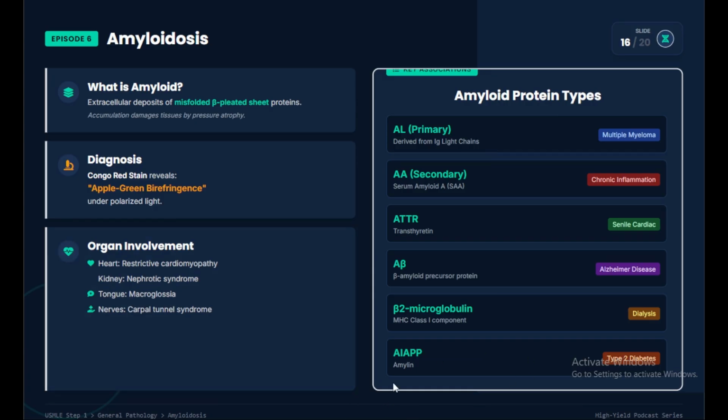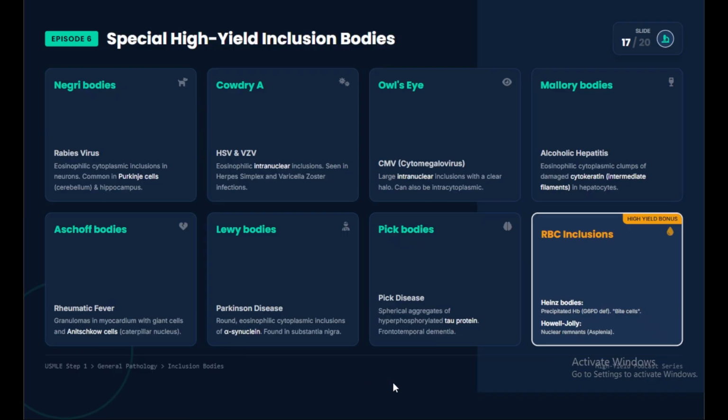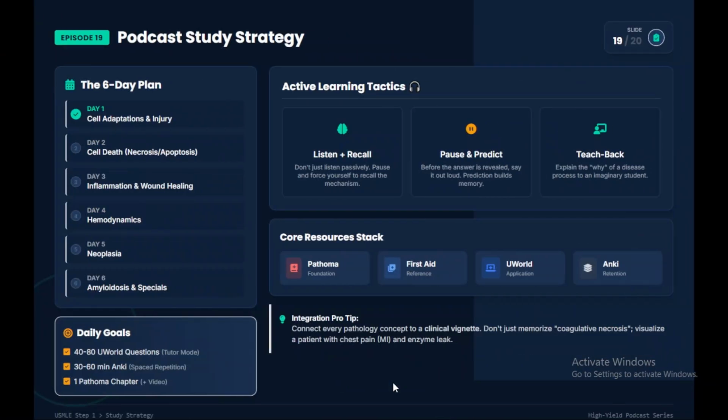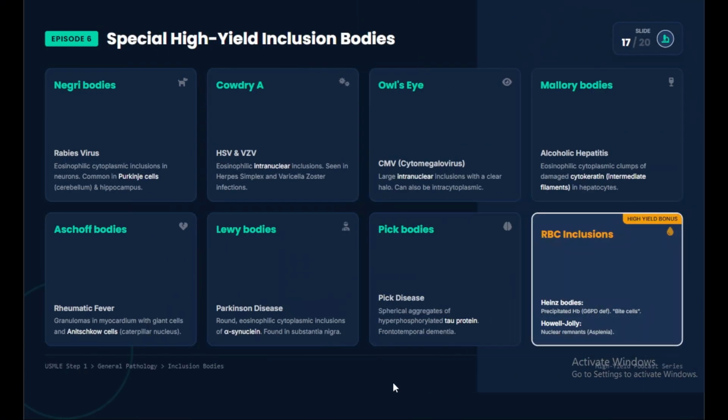So now our discussion would be about the inclusion bodies, then some exam buzzwords, and then we are done, right? So let's talk about some viral inclusion bodies.